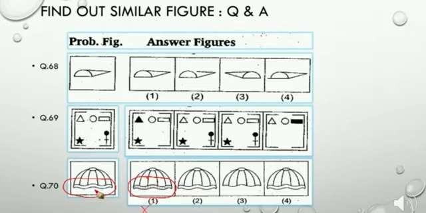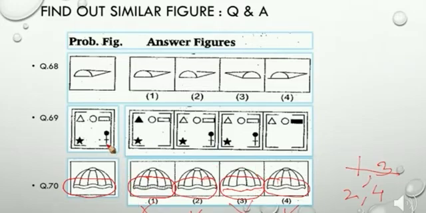In option 2, yes, this is matching. This portion is matching, so we can take it for the moment. In the next option, this is not matching because here there should be two parallel lines, the same as in the given problem figure, but this is missing here. So option 3 is ruled out. Option 4 looks fine. So option 1 and option 3 are cancelled out, and option 2 and 4 we need to see carefully.